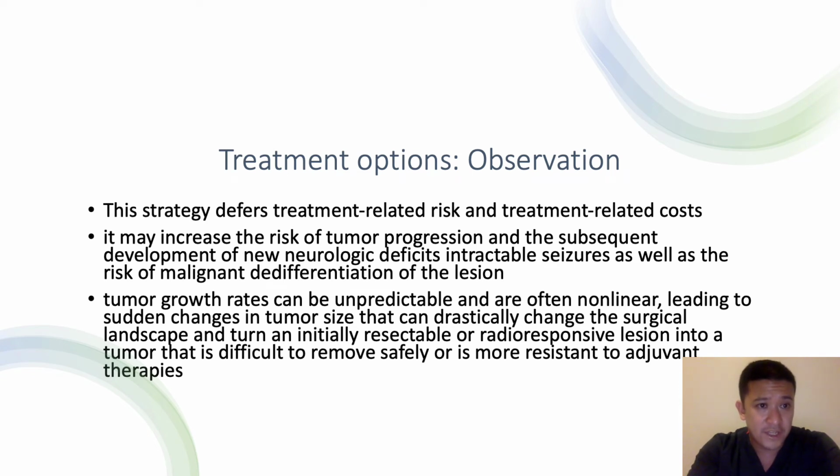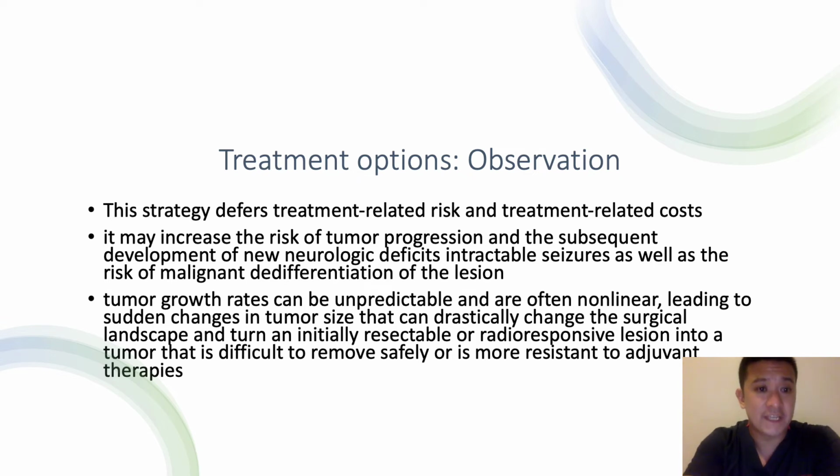So treatment options: you have observation. This strategy has its own treatment-related risks and costs. It may increase the risk of tumor progression and the subsequent development of new neurologic deficits, such as intractable seizures, as well as the risk of malignant dedifferentiation of the lesion. So by just observing, there is a risk that it might transform to something more malignant. And of course, the risk of having seizures and neurologic deficits will always still be there.